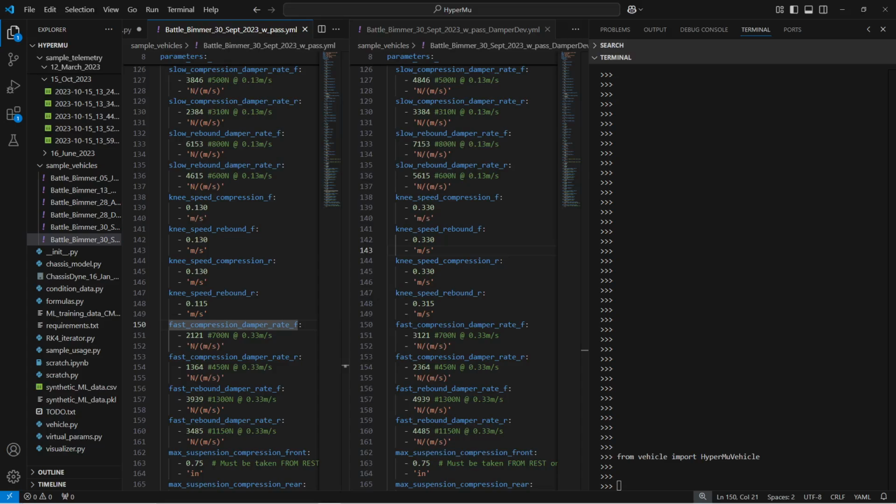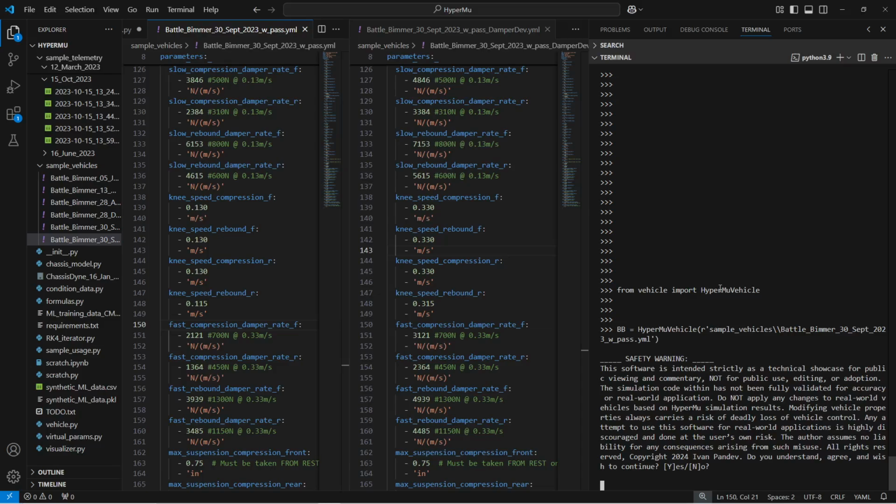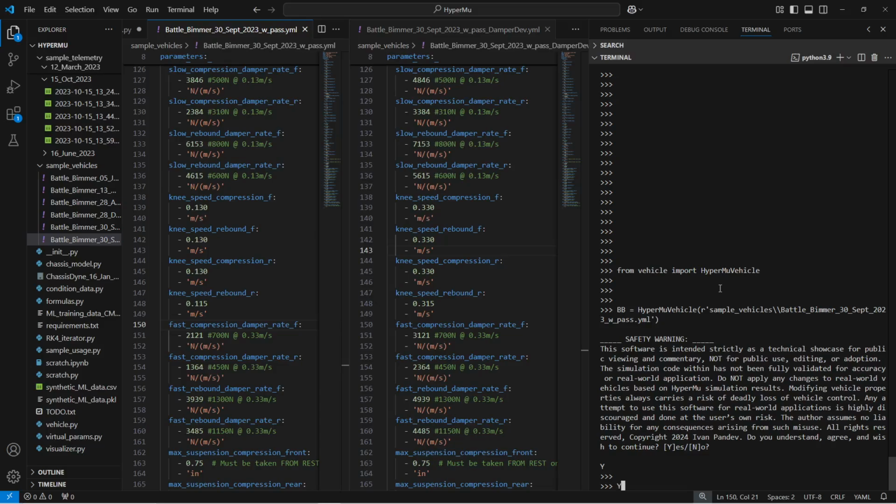Remember, we also noted in the last video that the dampers were entering their high speed domains in a telemetry run, so I significantly bumped up the knee speed as well. We'll create a HyperMu vehicle instance for each of these vehicle parameterizations in our Python terminal, making sure to read and accept the disclaimer that we saw at the beginning of the video.